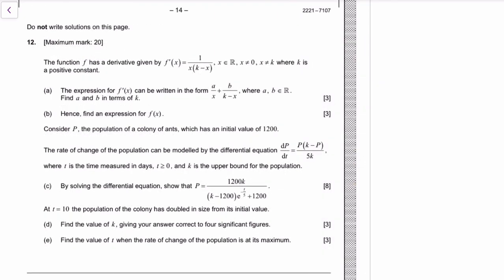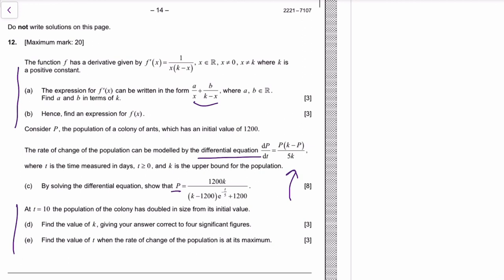So question 12 looks like a differential equation question. Right, they give you a differential equation, they want you to solve it, and then once you have found the equation of P, you can answer questions about P, the population. Alright, the first part of A and B should be there to help you to solve the differential equation.